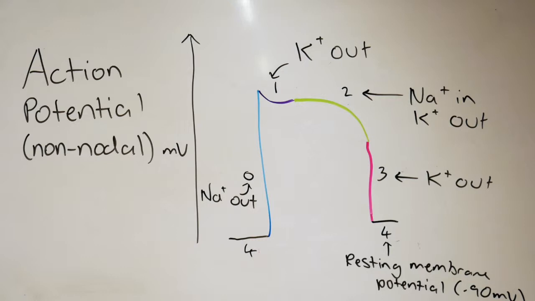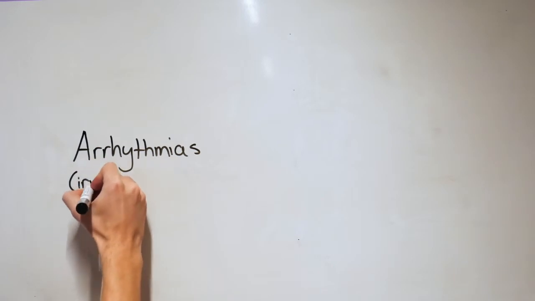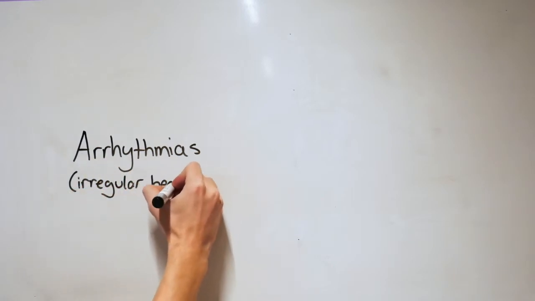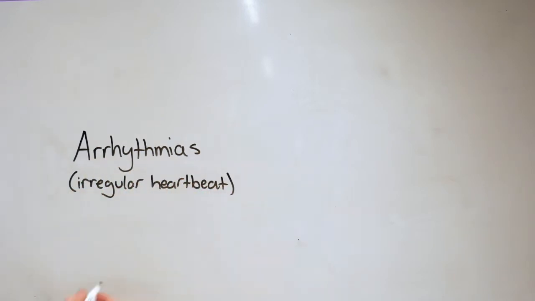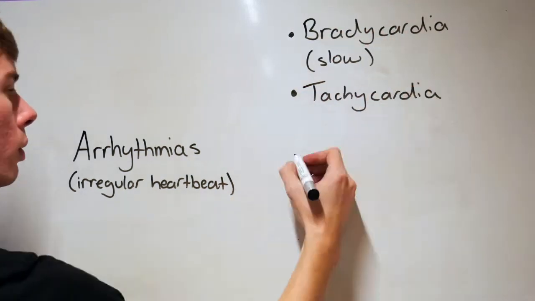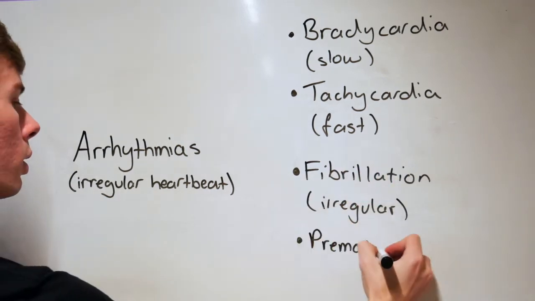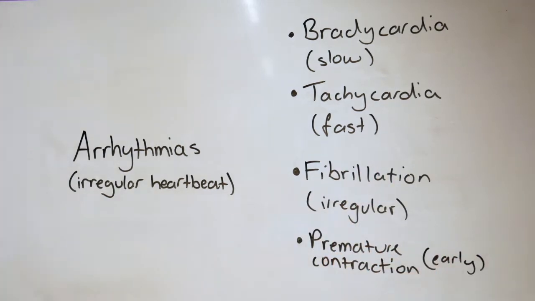The purpose of the ERP is it allows time for the ventricles to empty and refill before the next contraction occurs. When conduction processes don't function properly, this causes heart arrhythmias. Arrhythmia, also called dysrhythmia, is where the heart beats fast, slow, irregularly, or early. Arrhythmia includes bradycardia, where the heart beats slowly, tachycardia, where the heart beats too fast, fibrillation, or irregular heart beating, and premature contraction, which is an early heartbeat.